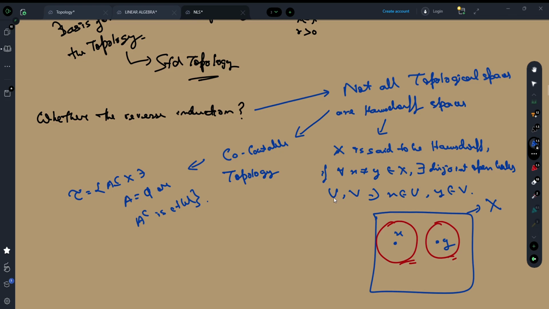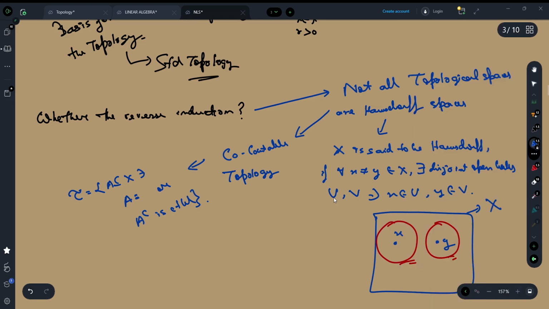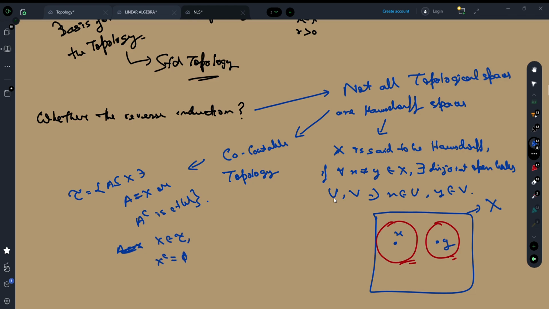Got it? Okay. Am I giving the definition right? If A is empty, no, I guess A should be X. Yeah, if A is X or A complement is countable, right? Because if A is equal to X, then X is obviously in tau, and X complement is phi. Phi is assumed to be countable.